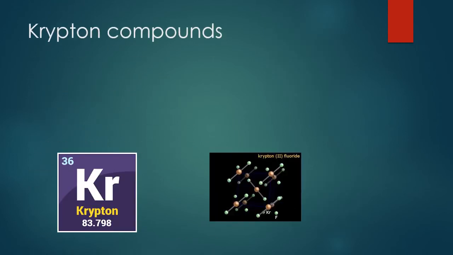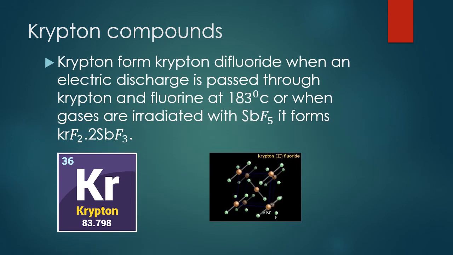Till now we were seeing about the xenon compounds, how they react. Now let's see about krypton. What are the compounds obtained by krypton? Krypton forms krypton difluoride. The krypton difluoride formula will be KrF2.